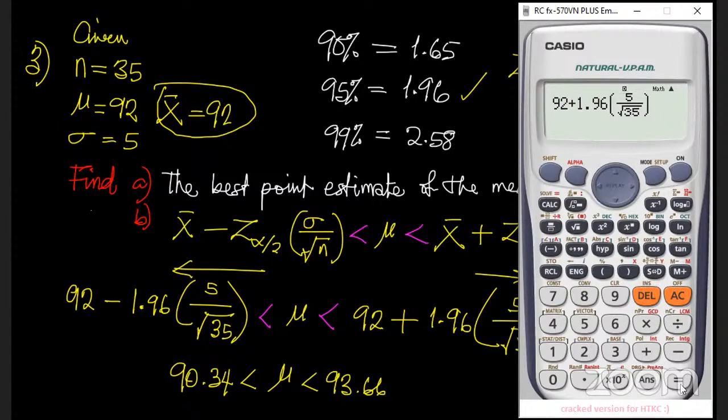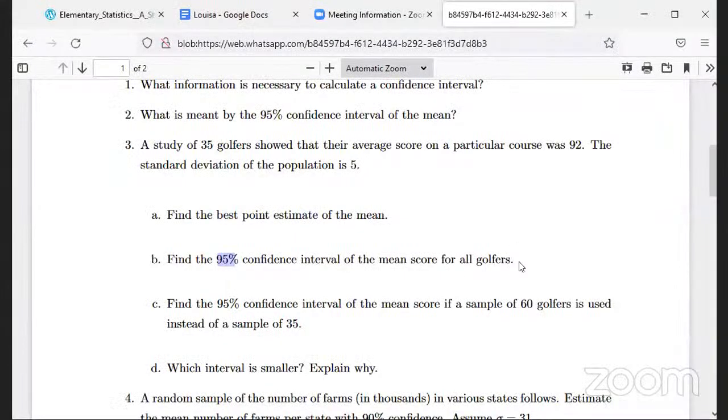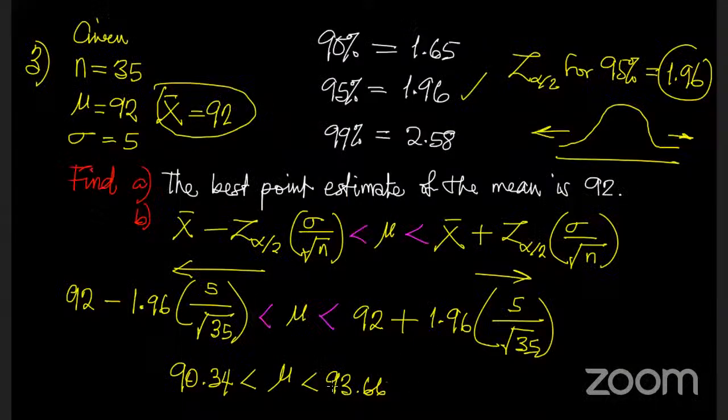Change the negative to positive, and that is 93.66. So that's it, we're done solving 3B. It means we've found the 95% confidence interval of the mean score for all the golfers. The mean score interval is between 90.34 and 93.66.